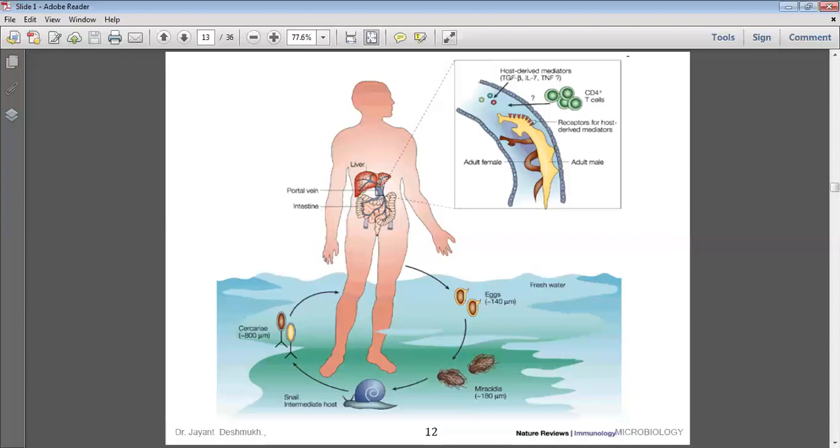Then these eggs in the venous plexus, with the terminal spine, penetrate the urinary bladder and enter into the urine. Now, one question arises from this figure. Suppose the parasite is present in the blood for such a long time, 5 to 8 years, why does our immune system not attack this parasite?